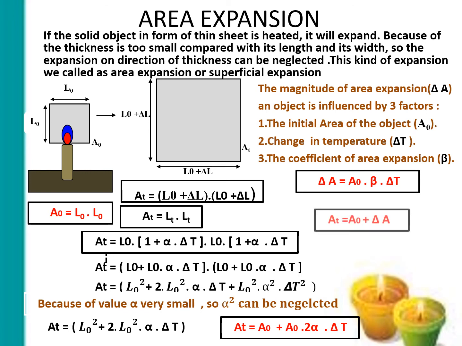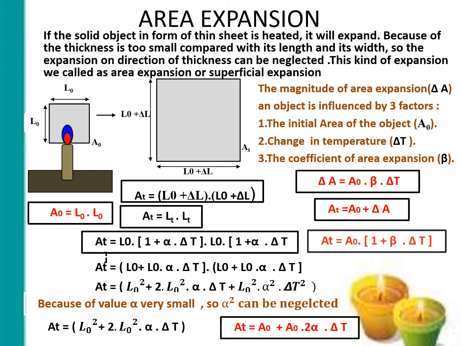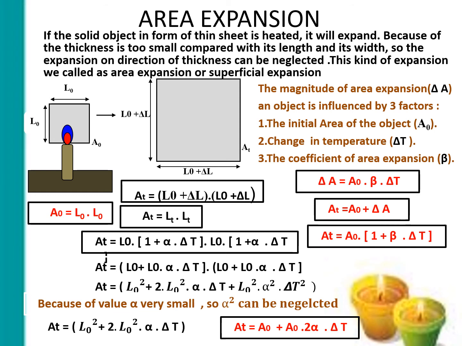From the figure, we can conclude that AT equals A0 plus delta A. Entering the magnitude of delta A, A0 times beta times delta T, into the formula AT equals A0 plus delta A, AT can be written as A0 times 1 plus beta times delta T. Comparing the two formulas, AT equals A0 times 1 plus beta times delta T and AT equals A0 plus A0 times 2 alpha times delta T, we can get that beta equals 2 alpha.